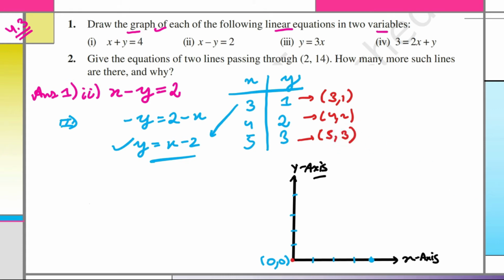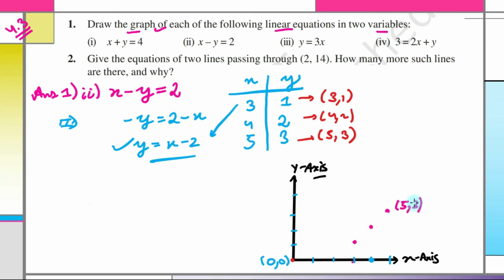So let's plot the points here. We have (3, 1), so (3, 1) would be this point here. This would be (3, 1). Then we have (4, 2), so it would be 1, 2, 3, 4, and 1, 2. So (4, 2) would be here. Similarly, if we plot the point (5, 3), that is 1, 2, 3, 4, 5, and 1, 2, 3, the point (5, 3) would be this one, like here.